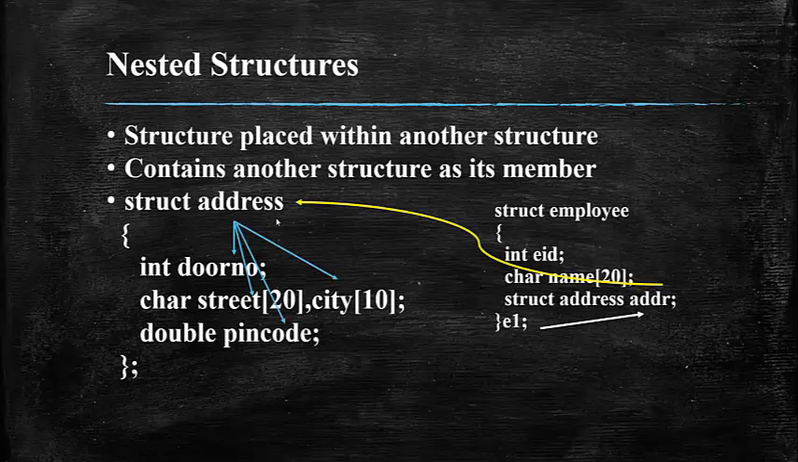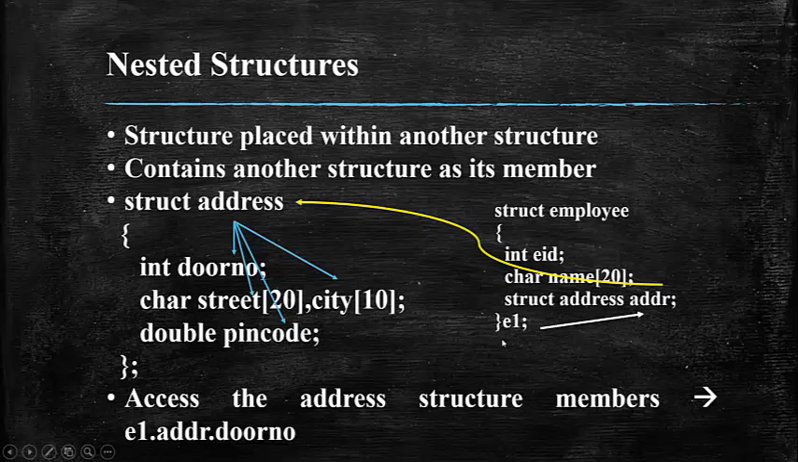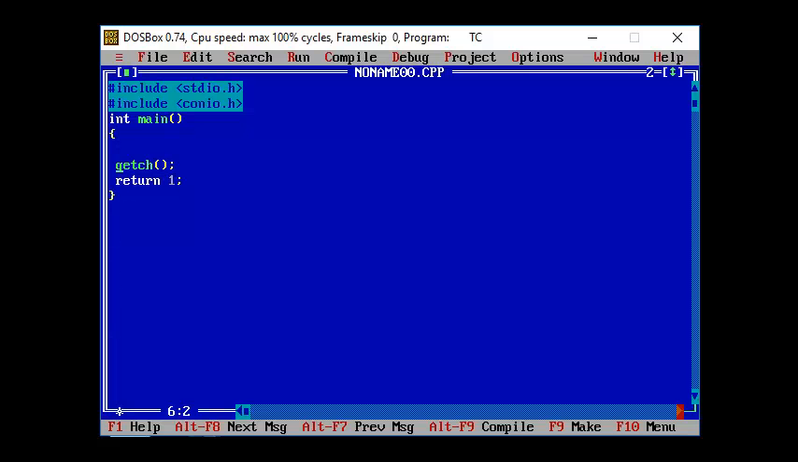So if I want to access a particular nested structure member, then what I have to do is make use of the variable name, followed by the name of the particular member that is present in your actual structure, followed by the member of the structure definition. So now we are going to see the demonstration of whatever we have discussed so far.